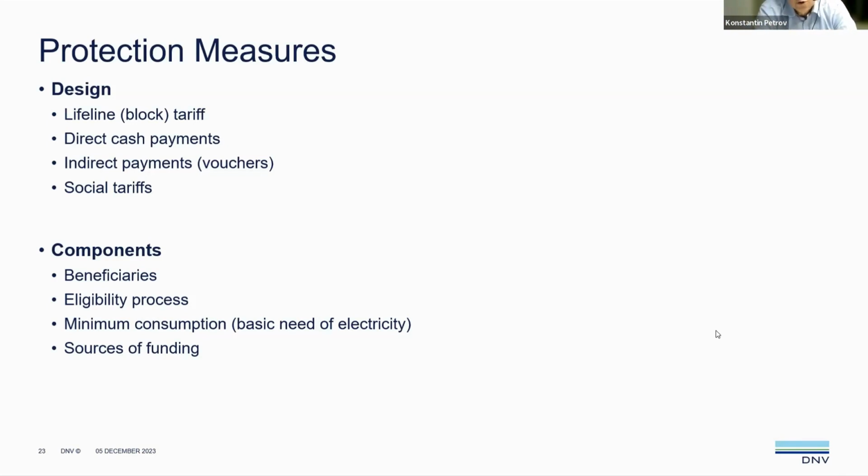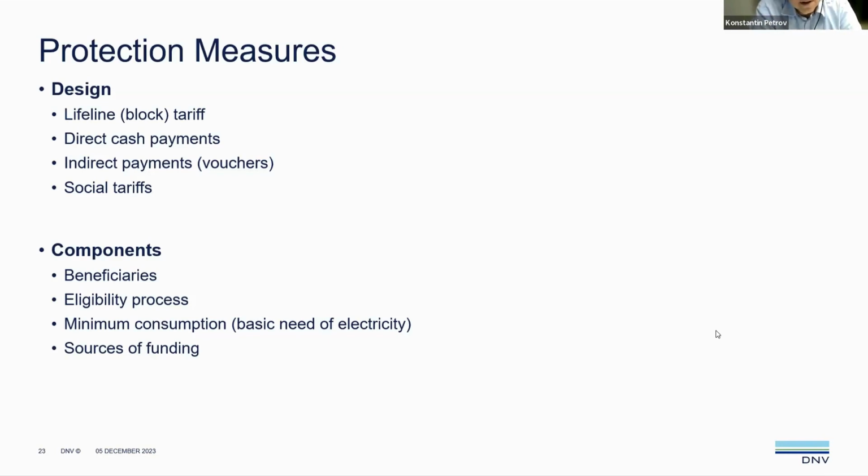Another option is direct cash payments, which is a non-tariff policy, and these payments can be made from the budget. That's a classical case where there are social transfers from the budget, and in this case it is not electricity specific. It is just a transfer to the customers. They can be connected with the electricity bills, just to pay the bill, but they can also be general money support coming from the budget.